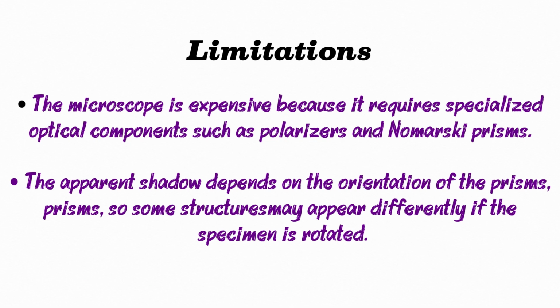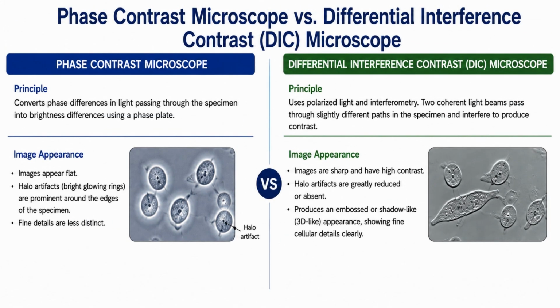So, compared with the phase contrast microscope, the differential interference contrast microscope overcomes the problem of halo artifacts, produces sharper images with higher contrast, and uses polarized light along with the interference of two closely spaced light beams to reveal fine cellular details that are otherwise difficult to observe.